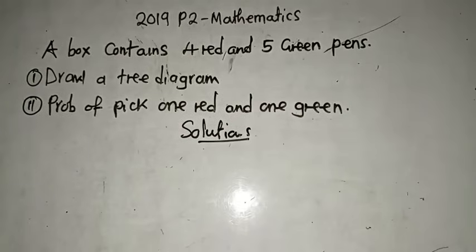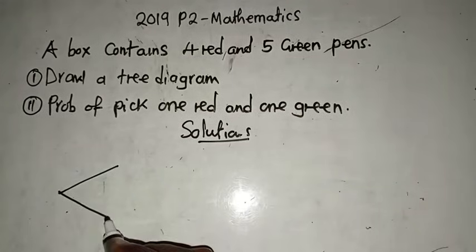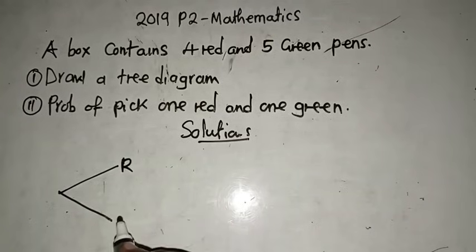We are having 2 pens. So you just put 2 branches like this. These are the 2 branches that you're going to put. So you've got a branch for red and a branch for what? For green. This is what we are going to do.